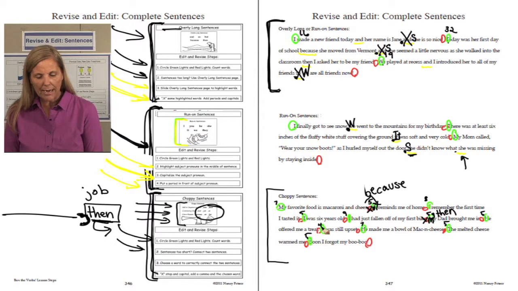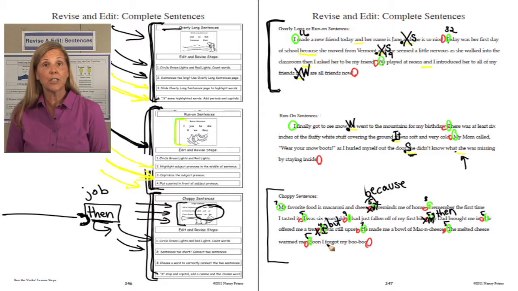So let's go back and put comma, but, cross out the period, and we're going to keep the uppercase I because I, when it's by itself, is always capitalized. So let's read that sentence. He offered me a treat, but I was still upset. Excellent. Let's go to the next sentence.